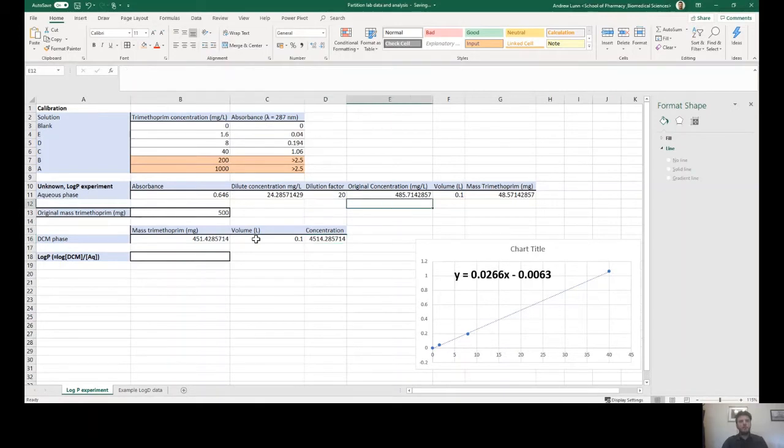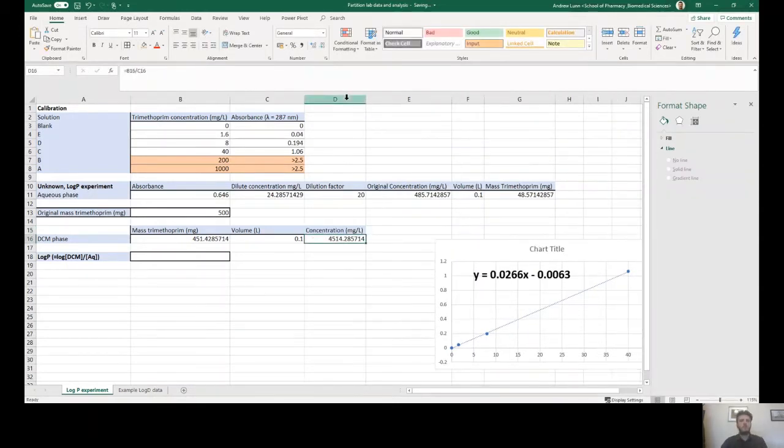And the original concentration of the aqueous phase was 485.7 milligrams per litre. And there we've got two directly comparable concentrations that are in the same units of milligrams per litre. So we know how much trimethoprim was partitioned between the aqueous phase and the DCM phase at equilibrium. And now we can move on to question 4.